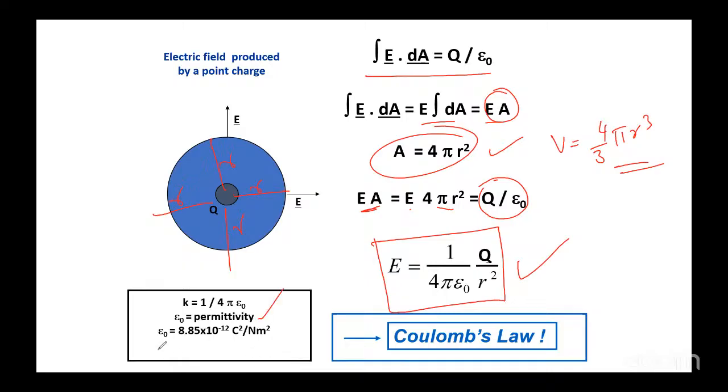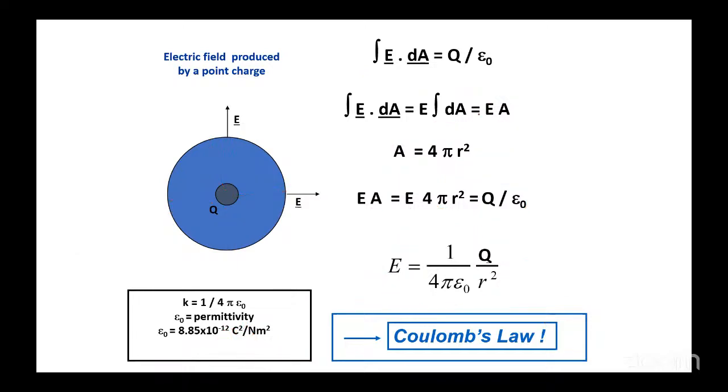Epsilon naught is the permittivity, with value 8.85, approximately 9, into 10 power minus 12 Coulomb square per Newton meter square. So this is the case. The thing is that from the Gauss law itself, you have derived Coulomb's law.